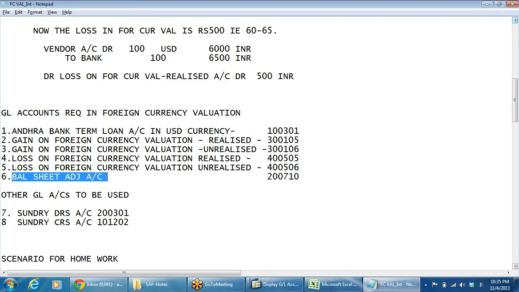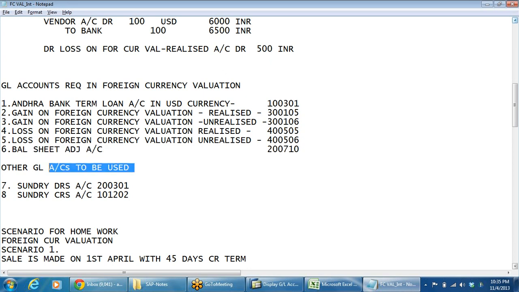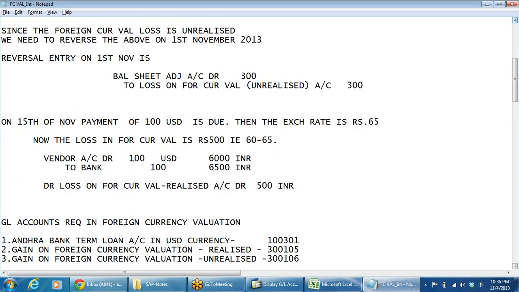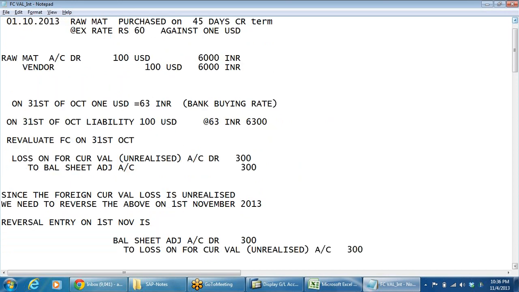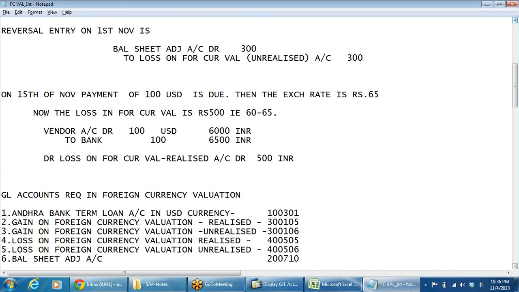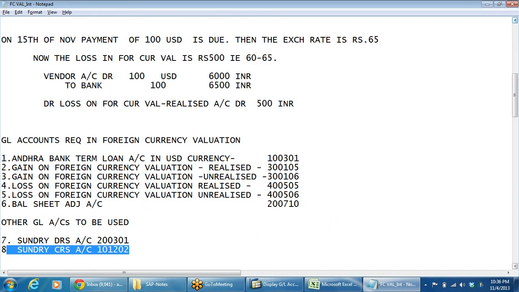So we have created all the GL accounts. Now, other GL accounts to be used. I did not say other GL accounts to be created. The other GL accounts to be used are nothing but sundry debtors in case you are making sales, and sundry creditors when you are purchasing raw materials. Right. So these are the things. First of all, we need to create the masters. Then next is coming to the configuration process, etc.